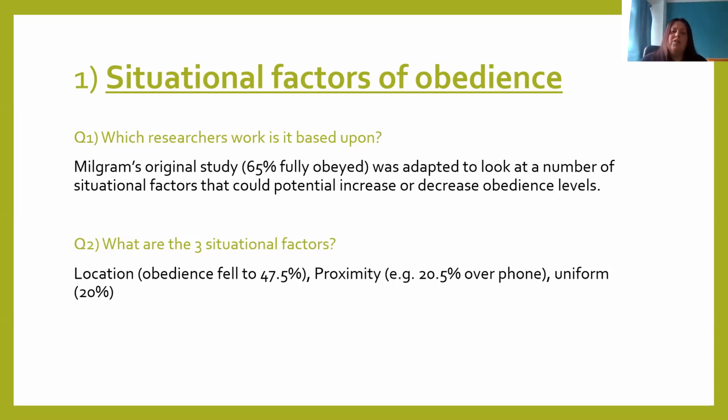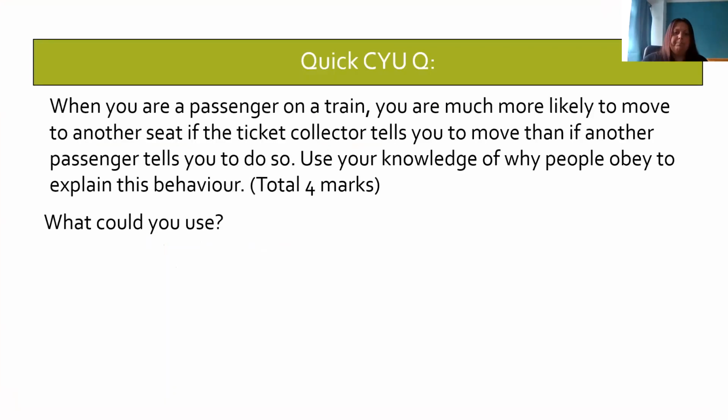Uniform is our 3rd situational factor. Again, we can change how much of an authority figure an individual may appear to be. In Milgram's original, it's a researcher who is conducting it, and he does wear a lab coat. This gives the impression that the study is being carried out very scientifically. What happens if we change it from a lab coat and a researcher to simply a normal civilian in normal clothes? Here we see that obedience drops to 20%.